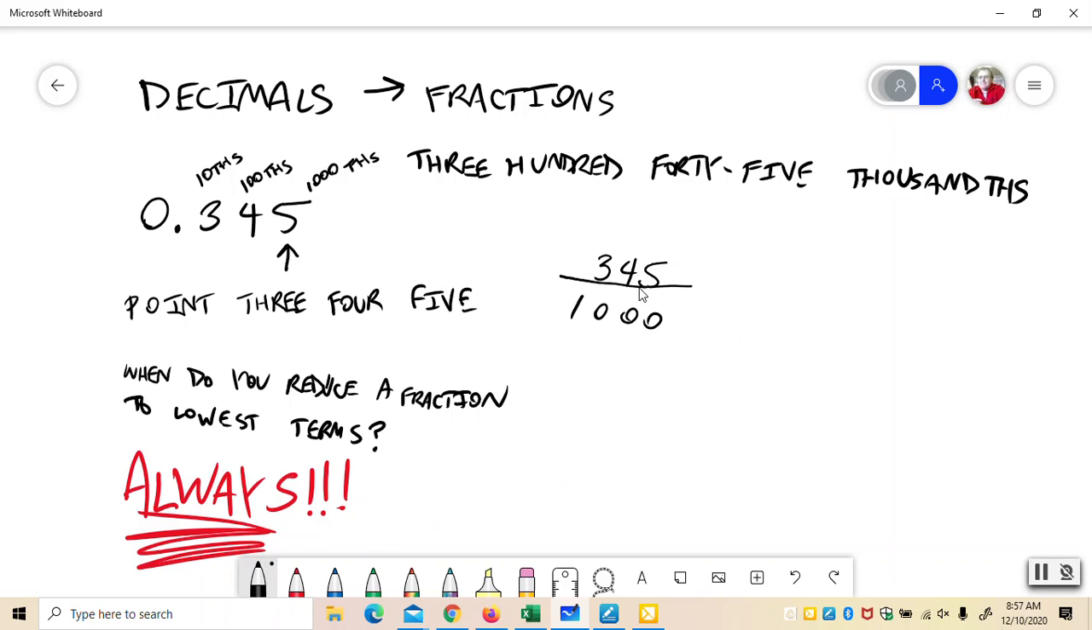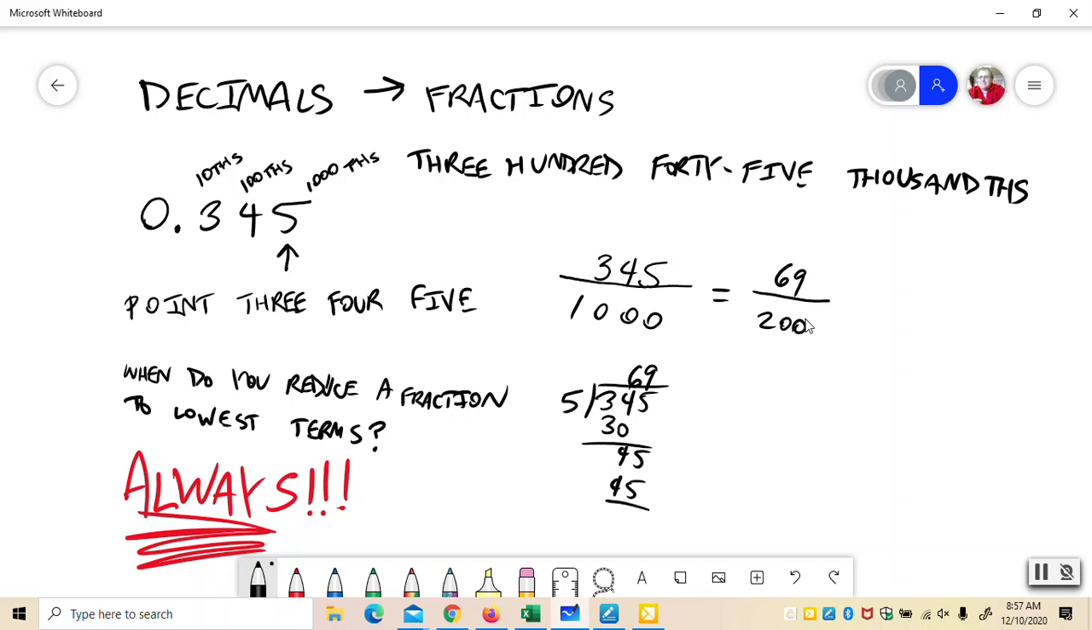So this ends in a 5. This ends in a 0, so they're both divisible by 5. 5 goes into 1,000 200 times. If you could not see that, you can always divide it out off to the side. 345. Well, 5 times 6 is 30. 5 times 9 is 45. Well, 69 can be divided by itself and 1, of course.